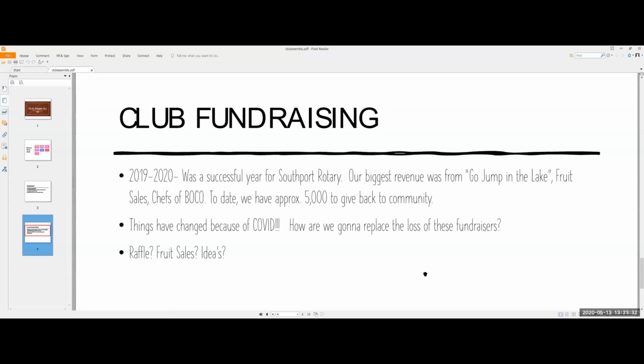And how are we going to replace this loss of income? Are we going to do a raffle? Fruit sales, T-shirts? I mean, what ideas do you have? The fruit sales this past year brought in $4,000. So, do we want to keep the fruit sales? I mean, that can be done without touching.